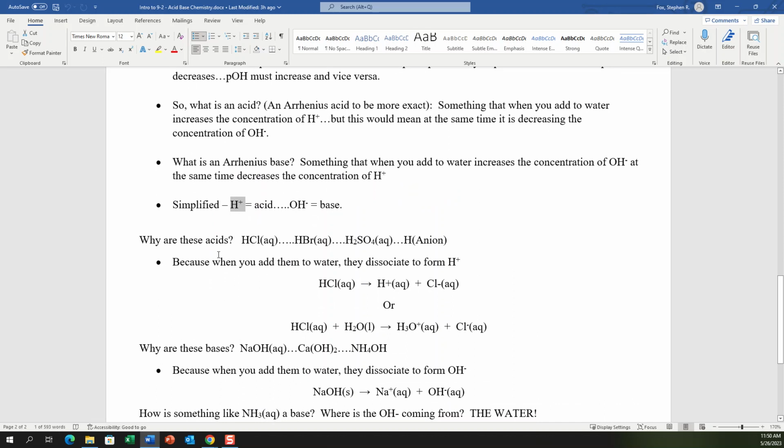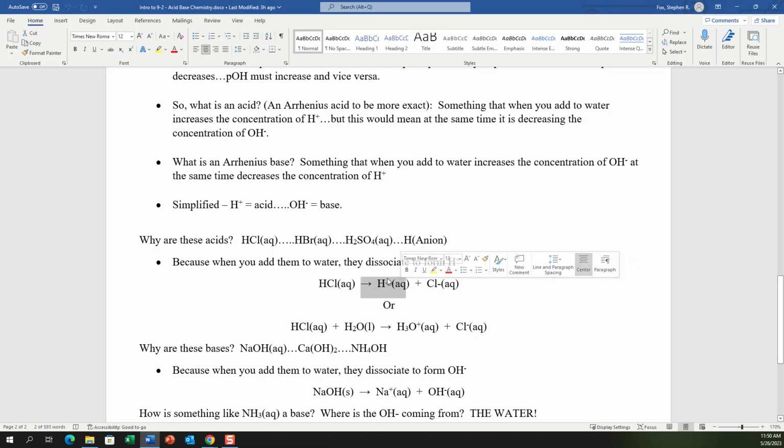Okay? So why do we consider these solutions acidic? Why is HCl an acid? Why is HBr an acid? Why is H2SO4 an acid? Well, when you put them in water, they dissociate and form H plus. Or when you show it react with water, the water takes the H plus away from that and produces hydronium. Remember, this and this are the same. So something that produces H plus in water is the same thing as something that produces hydronium in water. This is kind of the more complicated way to think about it, and this is the more simplistic way to think about it. But it's not because chloride's in solution, it's because when I add this to water, I get H plus. That's what makes it an acid.